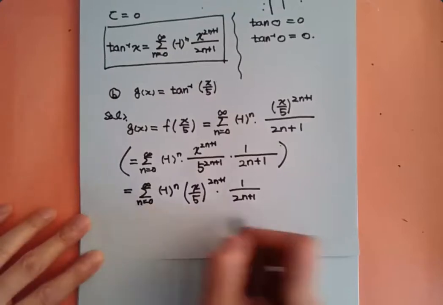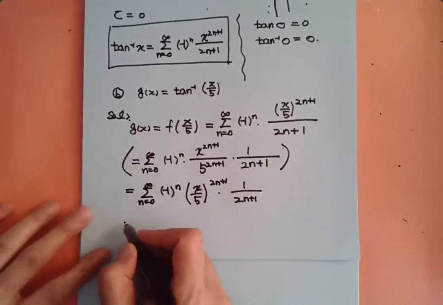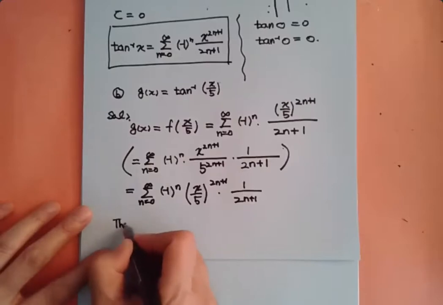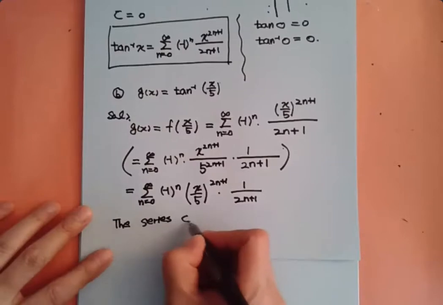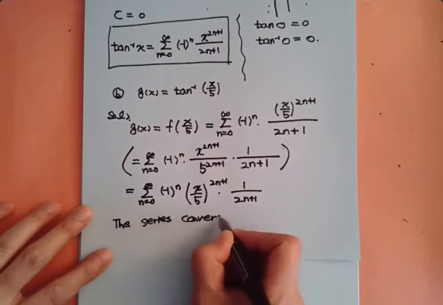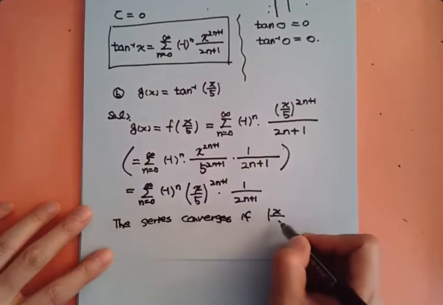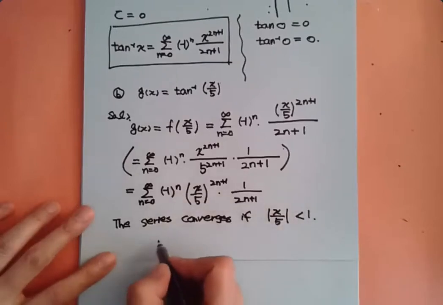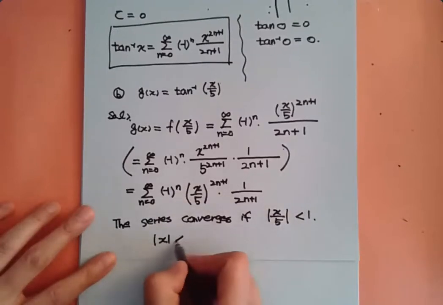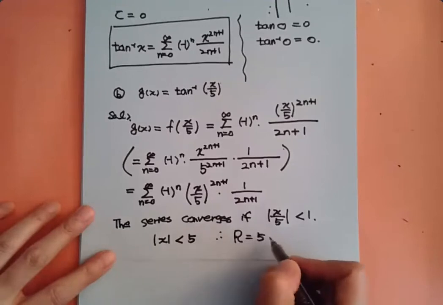So by looking at this, we know that the series converges if the absolute value of x over 5 is less than 1. So the series converges when |x| is less than 5. So the radius of convergence is 5.